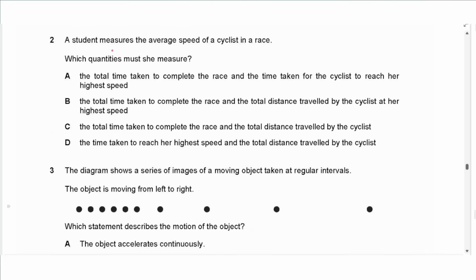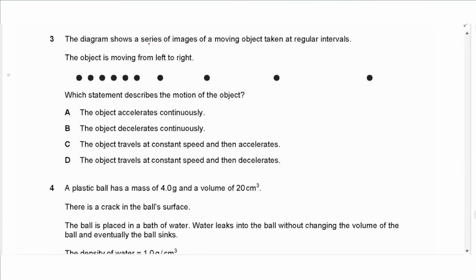Question 2 says a student measures the average speed of a cyclist in a race. Which quantities must she measure? The total time taken to complete the race and the time taken for the cyclist to reach high speed. The second part of the sentence is wrong. The total time taken to complete the race and the total distance traveled by the cyclist at her high speed, again at high speed, is wrong. The total time taken to complete the race and the total distance traveled by the cyclist, that would be the correct answer.